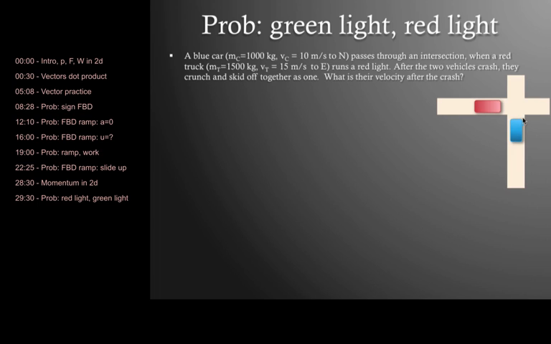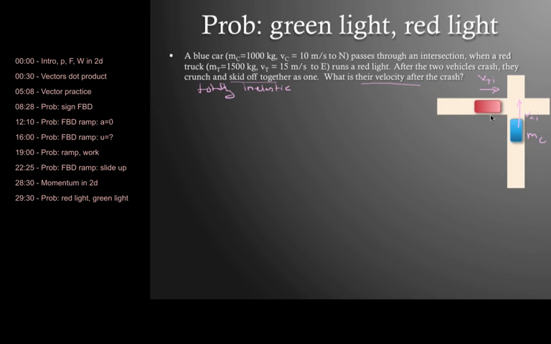In this problem, we have a blue car. That's this guy. He has a mass mc, and he's traveling at 10 meters per second to the north. So this is VCI. He's going to pass through an intersection, and there's also this red truck, and he's got VTI, and he's moving to the east. So after they crash, they crunch and skid off together. So this tells me that this is a totally inelastic collision. So what is their velocity after the crash?